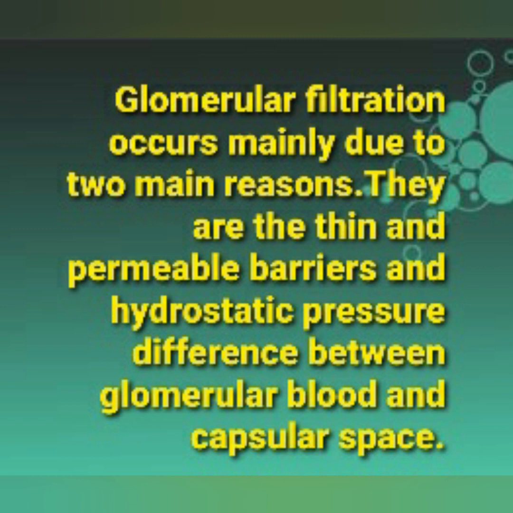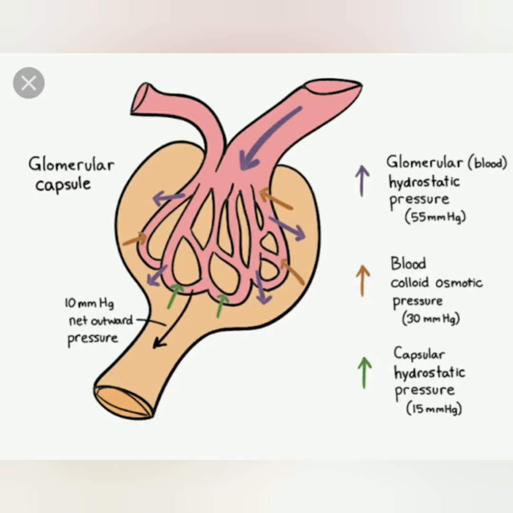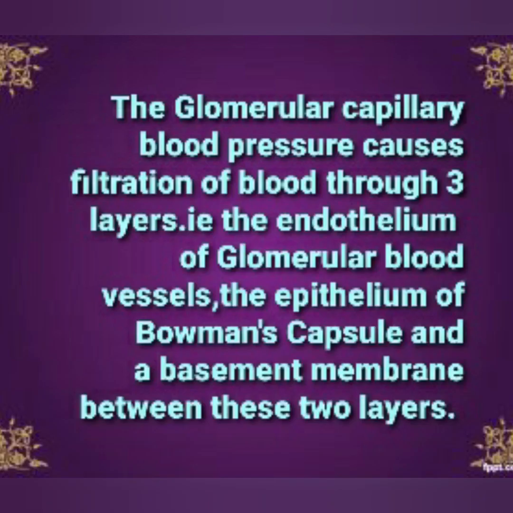Now, glomerular filtration occurs mainly due to two reasons: the thin and permeable barriers, and the hydrostatic pressure difference between glomerular blood and the capsular space. That is what we explained earlier. Observe this diagram and try to understand the concept more clearly. The glomerular capillary blood pressure causes filtration of blood through three layers: the endothelium of glomerular blood vessels, the epithelium of Bowman's capsule and a basement membrane between these two layers.